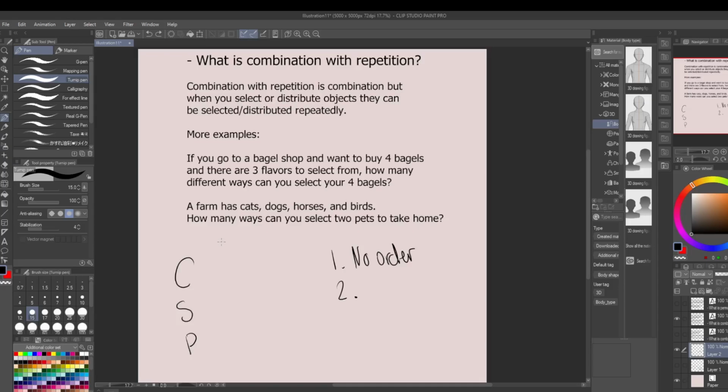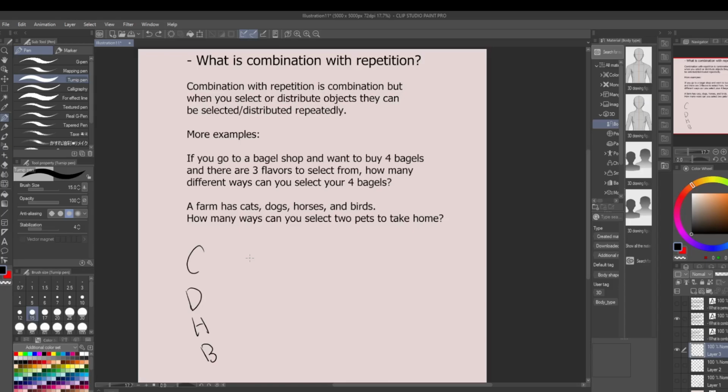And for the second question, let's say a farm has cats, dogs, birds, and horses. How many ways can you select 2 pets to take home? So if we have cats, dogs, horses, and birds, and you want to select 2 pets, you can select a cat and a dog, or you can select 2 dogs. And all of the animals are plural.